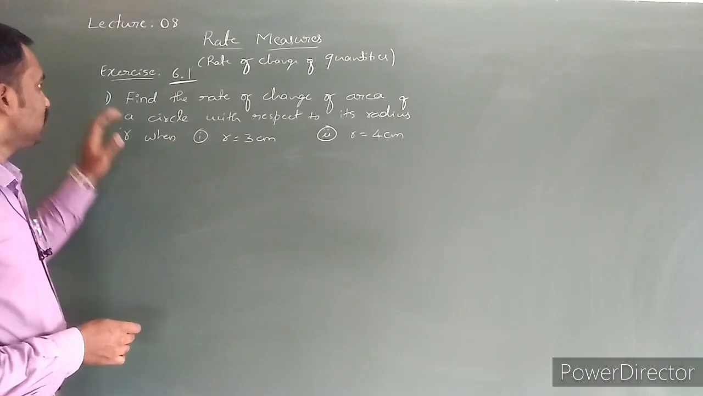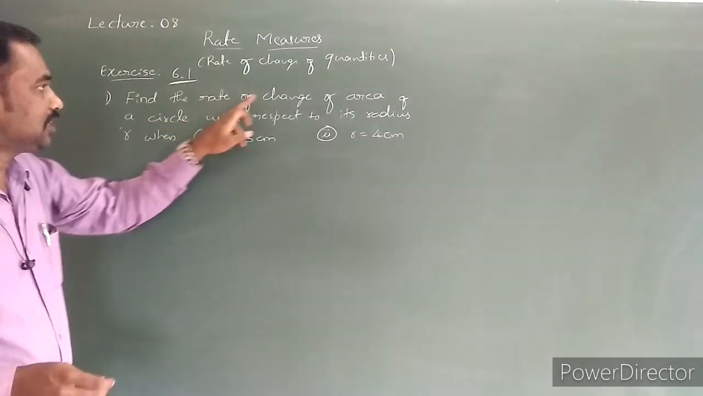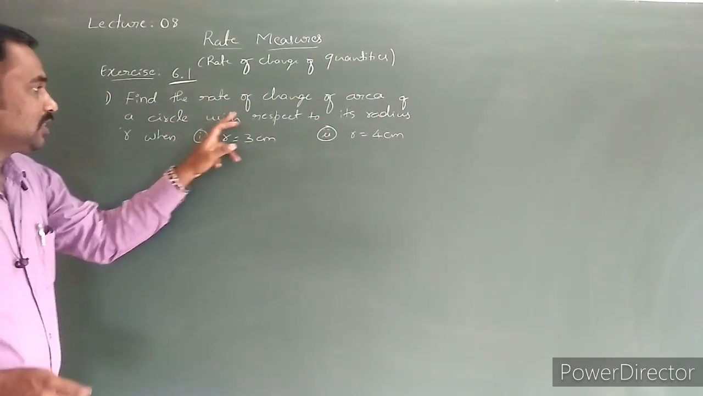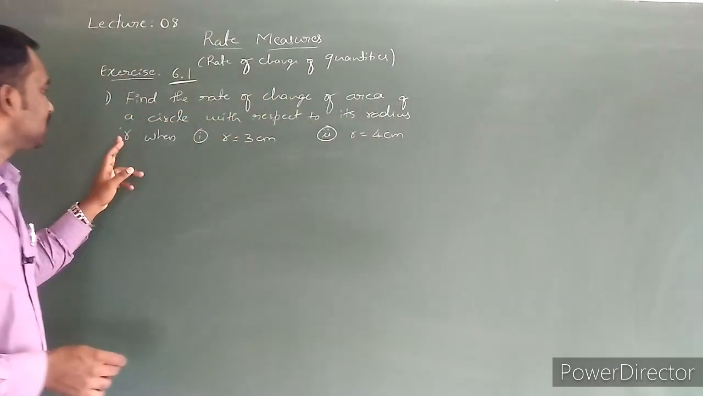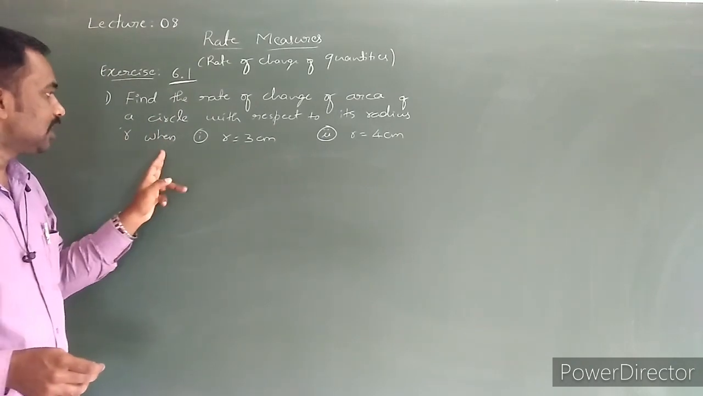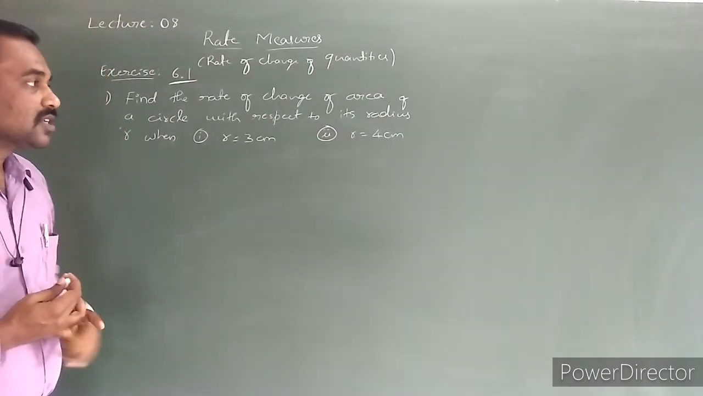Yes, now I just directly move to the exercise. In that, the first problem: find the rate of change of area of the circle with respect to its radius, when r is equal to 3 cm. Second case, when r is equal to 4 cm.